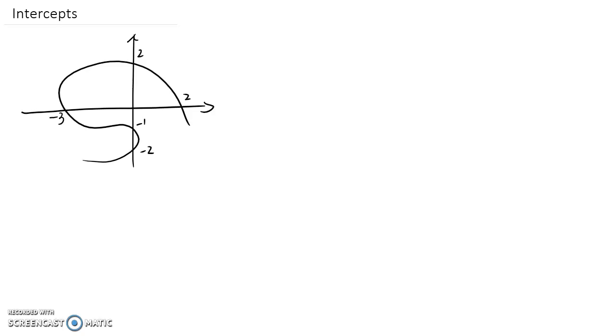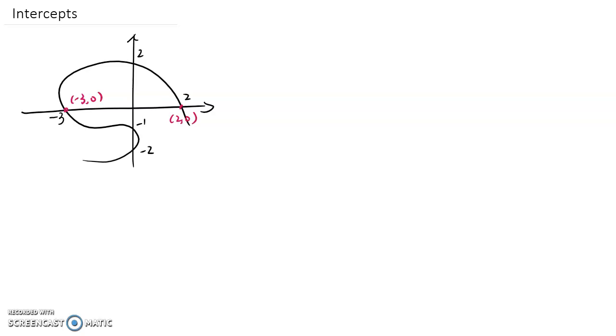This video is about finding X and Y intercepts. Let's look at this graph first. For this graph, we can see there are two X-intercepts, which are (-3, 0) and (2, 0).